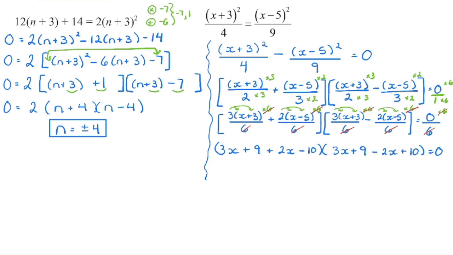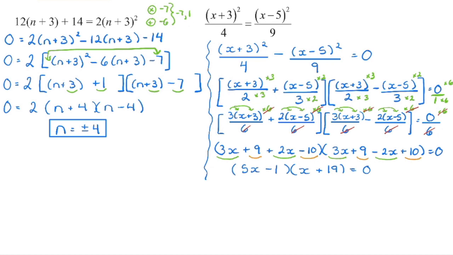And then we can go ahead and combine our like terms together. So within each bracket, we have a 3x plus a 2x. That's going to give me 5x. In my second bracket, 3x minus 2x will give me that 1x. My constant terms, 9 minus 10 gives me -1. 9 plus 10 gives me 19.